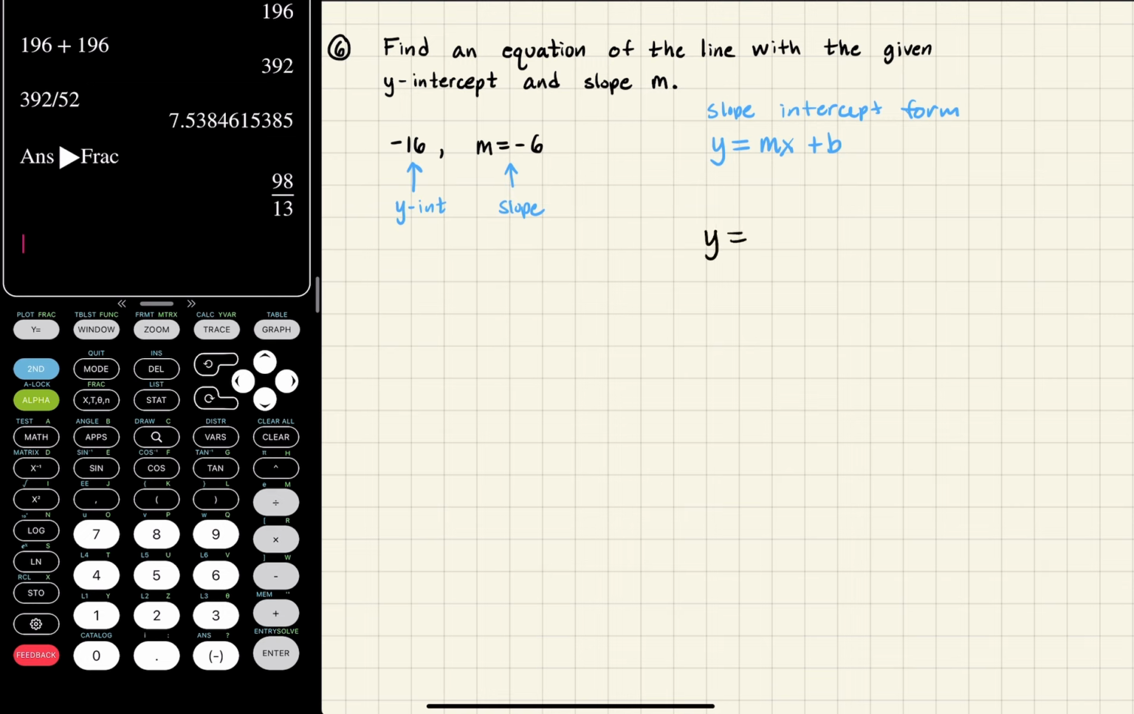y equals our slope, which in this case is -6, x, and then b is -16. So not too bad there. Shouldn't be too tricky of a question.